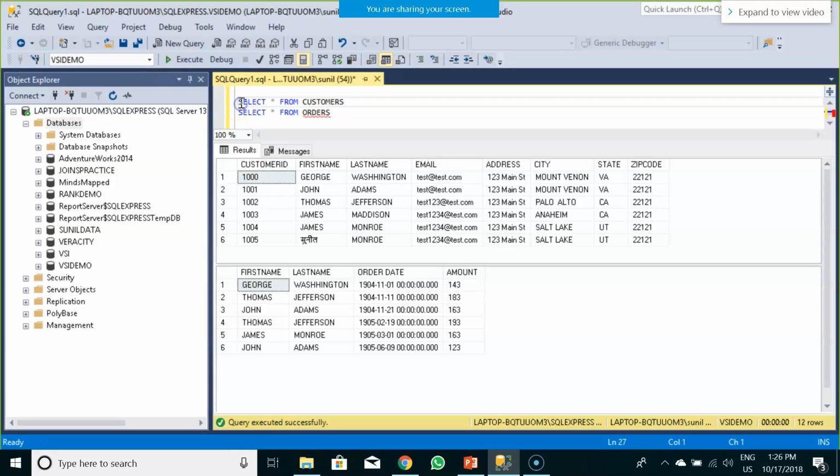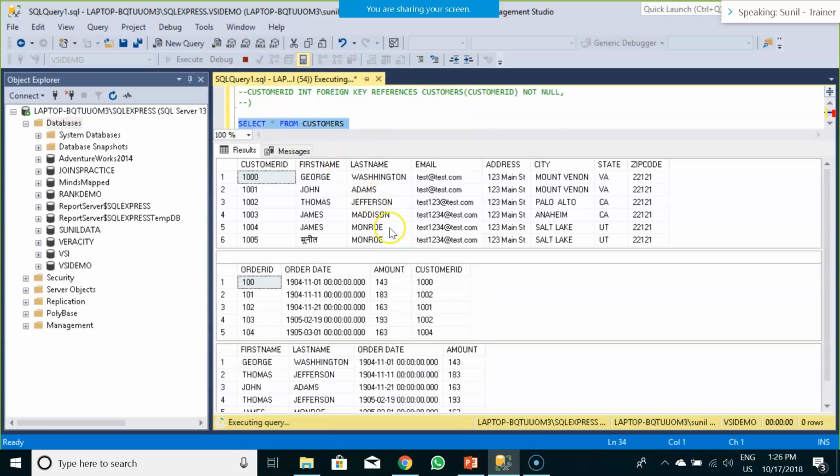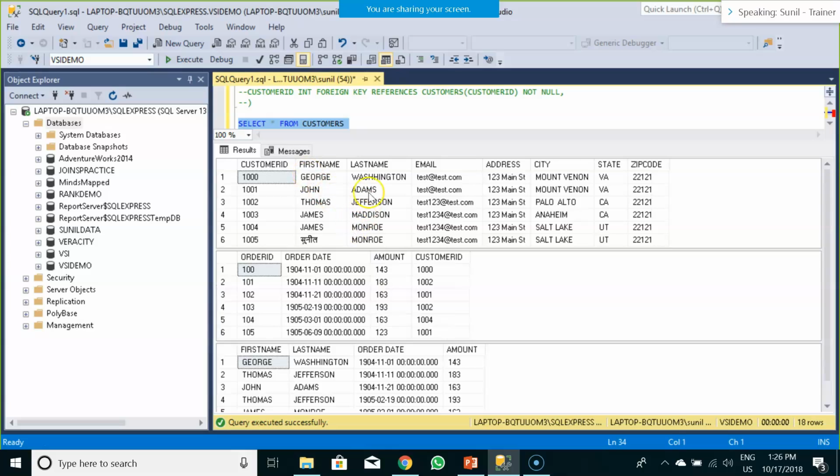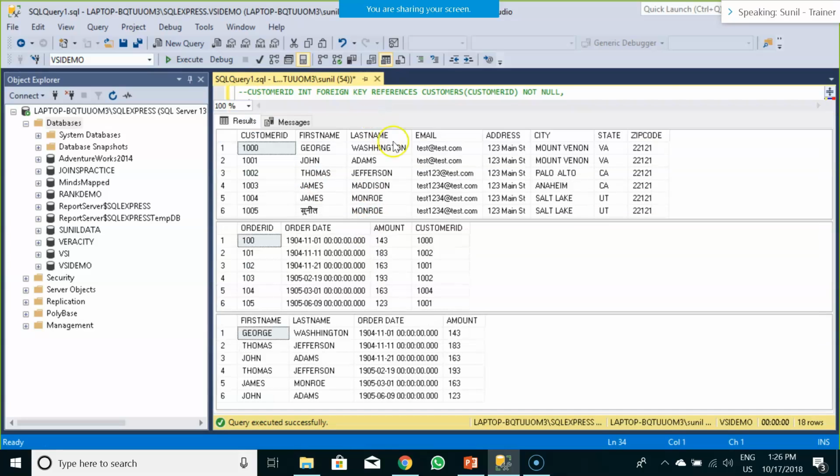Okay, let me bring all three tables together: the order table, customer table, and the left join table. Now look at these two tables and this is our inner join. Can anyone explain to me this situation? What has happened over here?